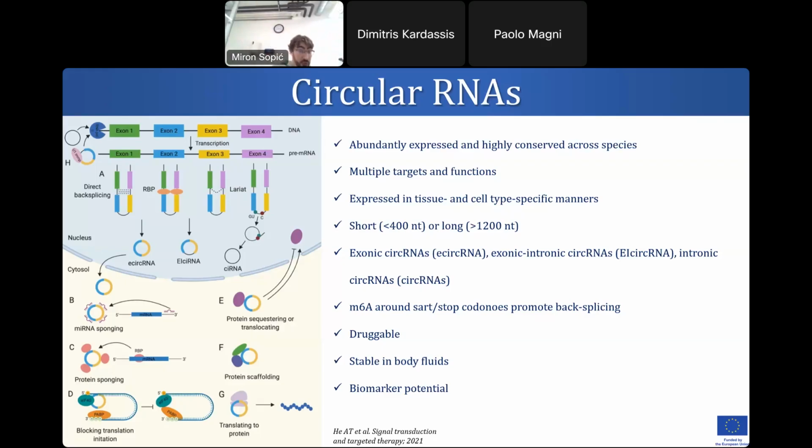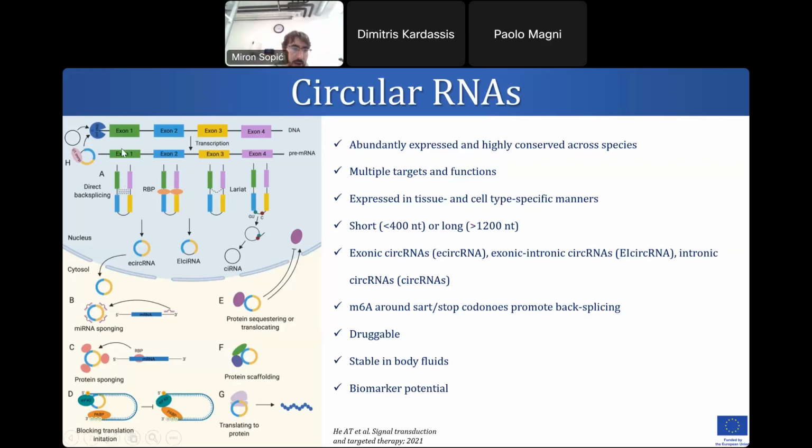They can be relatively short or long, depending on the circular RNA. And regarding what this circle is made of, there are three major types of circRNAs. It's exonic, which basically only have exons within them, exonic-intronic, which is a combination, and only intronic circRNAs.